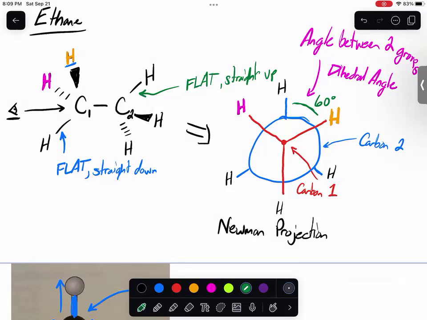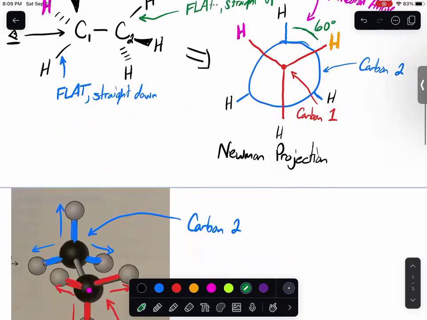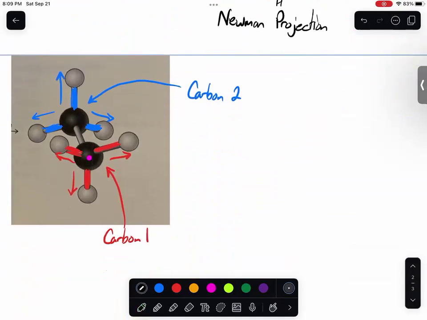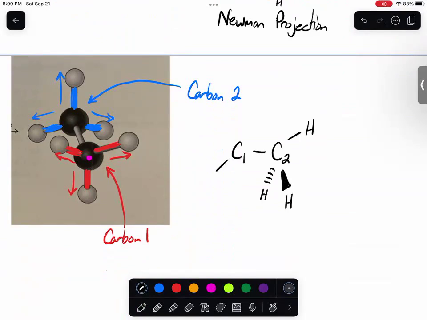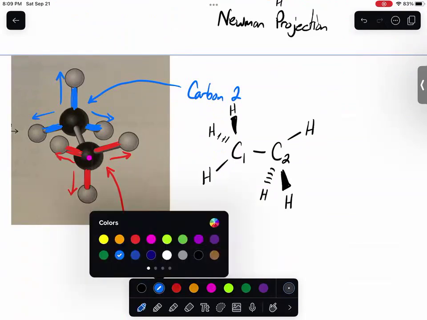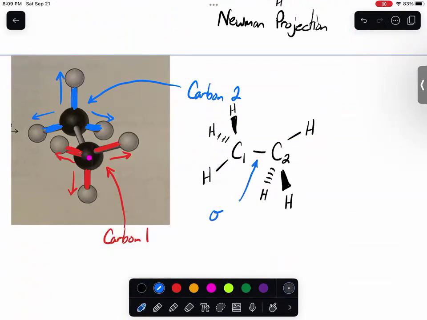Okay? But here's the thing. These bonds are not necessarily stationary. So if we look back at our ethane, right, and we draw it once again in the same manner as we did above, we're going to get a new Newman projection that'll help us describe this because it's going to be a little important for this next activity. Because the thing is, sigma bonds, something like this guy right here in the middle, sigma bonds can rotate.